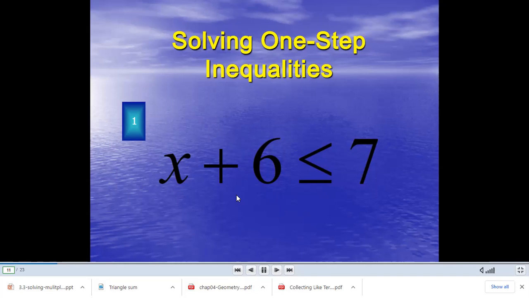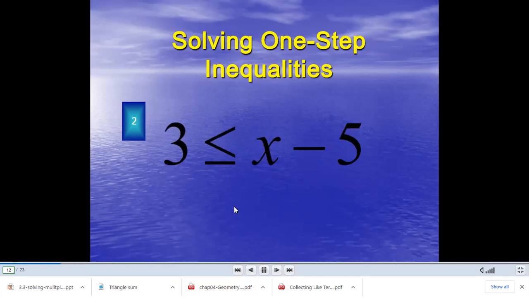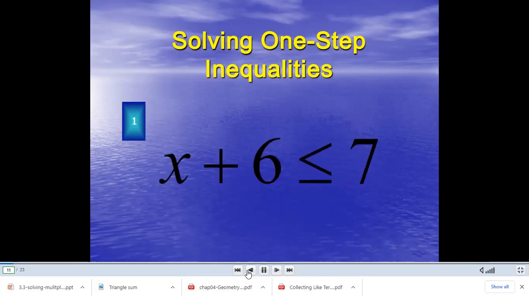So we can say that we will add the additive inverse of 6. What is the additive inverse of 6? Negative 6, right? So the additive inverse of 6 is negative 6. So we will add negative 6 to both sides. I'm going to add negative 6 to this one and negative 6 to the other side.